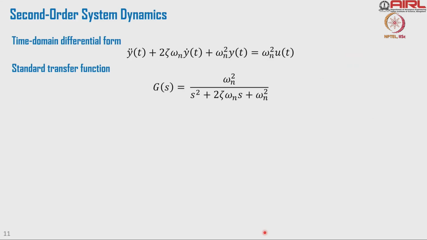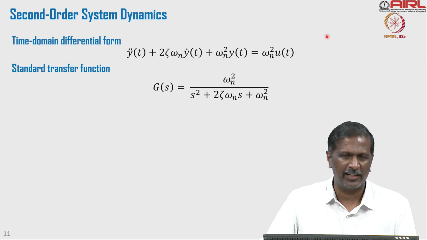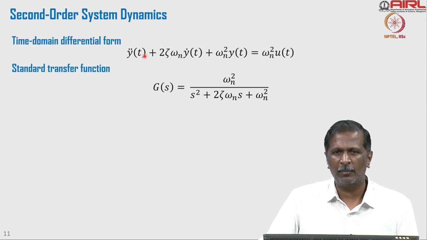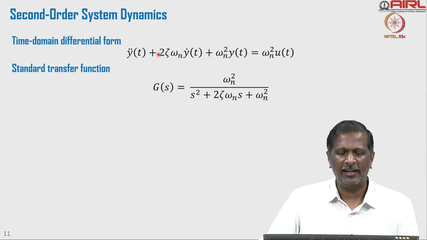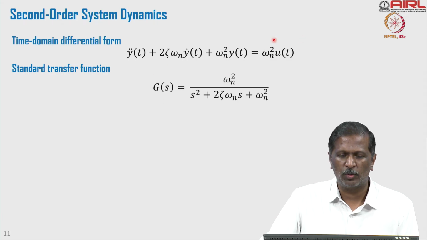Let us analyze this in a little more detail. I am representing it in a generic form so that it is easy for us to discuss. I am converting our spring mass damper into a general form. Instead of x, I put y double dot plus 2 zeta omega n y dot plus omega n square y of t equals omega n square u of t. Then I can write a transfer function between the output and input, y and u.